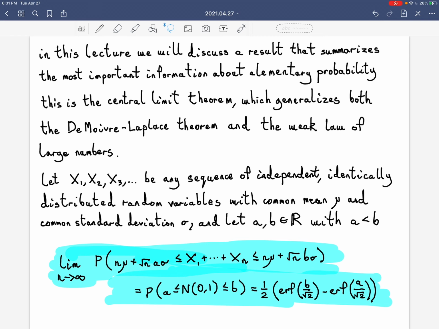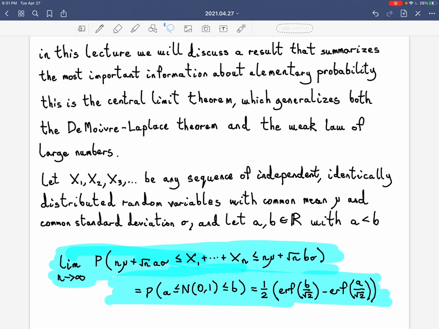In this lecture, we're going to discuss a result that summarizes pretty much all the most important information that we've learned in the course about elementary probability. This is what's called the central limit theorem.